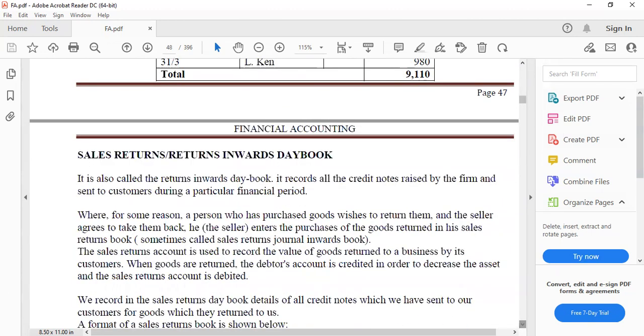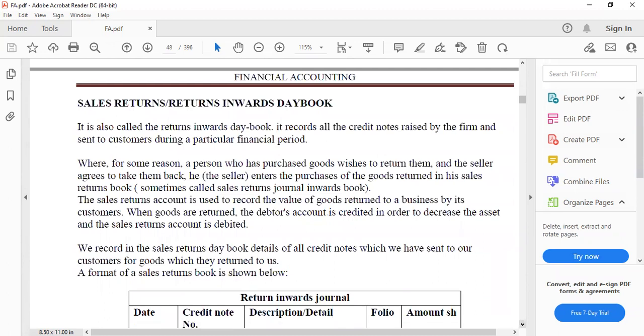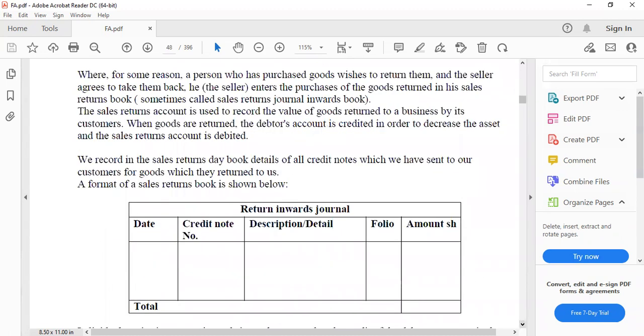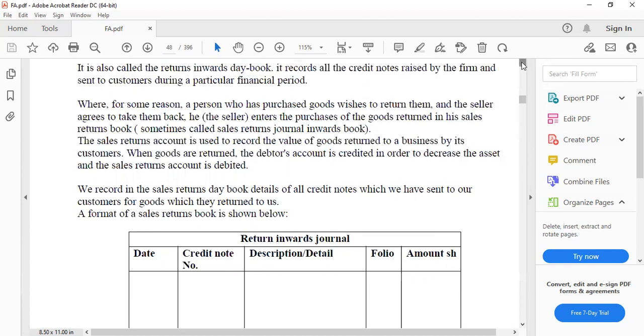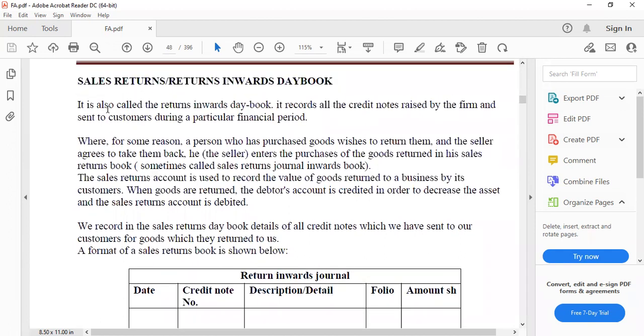Sales returns or returns inward book. When you return goods, let me just go through this first. It is also called the return inward book. It records all the credit notes raised by the firm and sent to customers during a particular period.